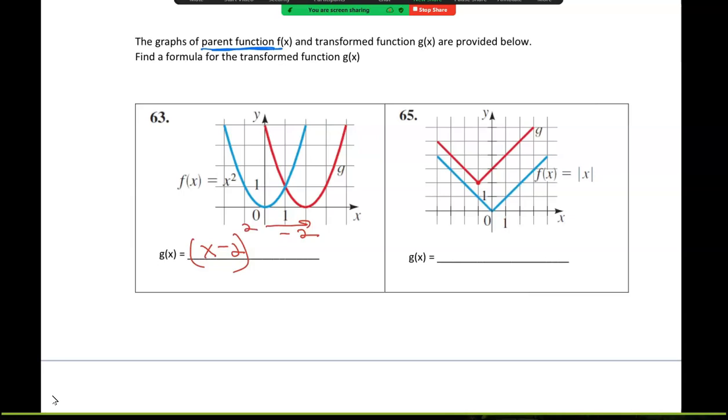Okay, so look at the next one now. Parent function's blue. It looks like they're the same width, so there's no stretch. What am I doing? I am going, okay, I'm going to go to the left 1. So that means it has to be plus 1, but it's close next to the x, right? Then what else is going to happen? Once I go to the left 1, I'm going to go up 2, but that's outside. So that's it. All right, so that's the entire thing.